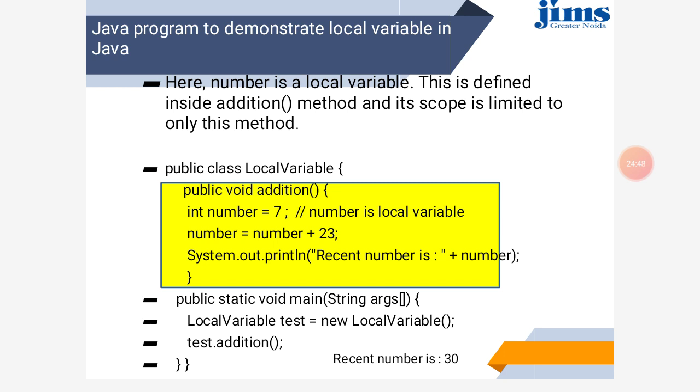So in this line, LocalVariable test equals new LocalVariable, we are creating one object, test, and it is an object of class LocalVariable, and we are calling the addition method. And the output it gives is 30.